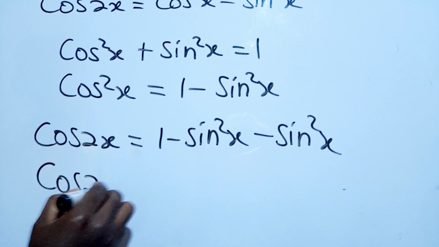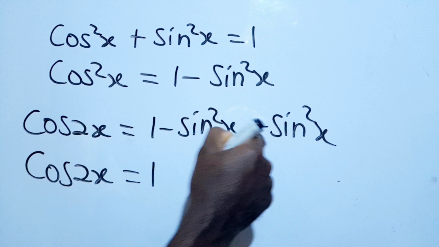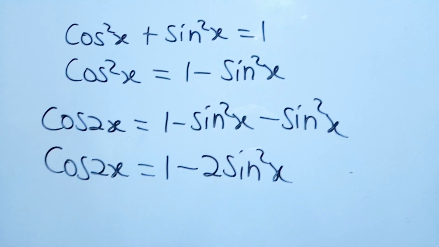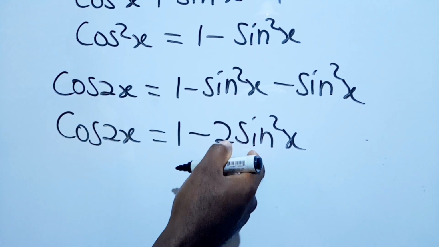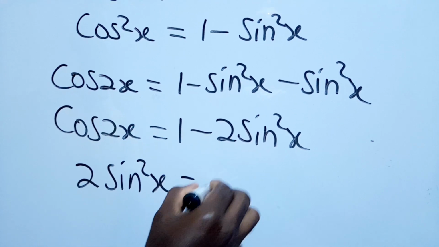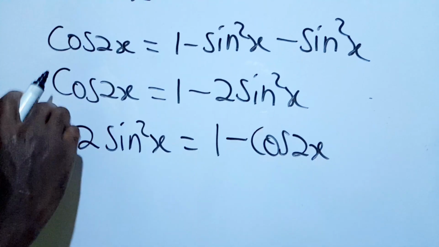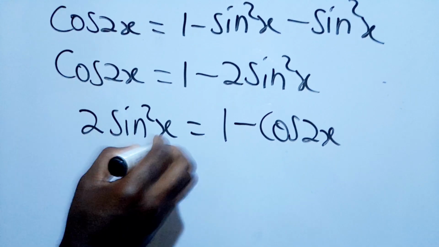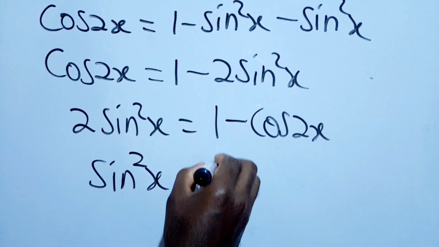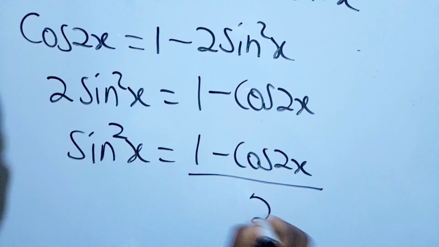So our cos 2x will be equal to 1, then minus sine square x minus sine square x will be minus 2 sine square x. So we can make sine square x the subject and say that 2 sine square x is equal to 1 minus cos 2x. So dividing both sides by 2, you can say our sine square x is equal to 1 minus cos 2x all over 2.